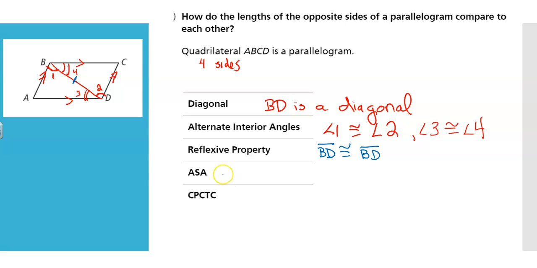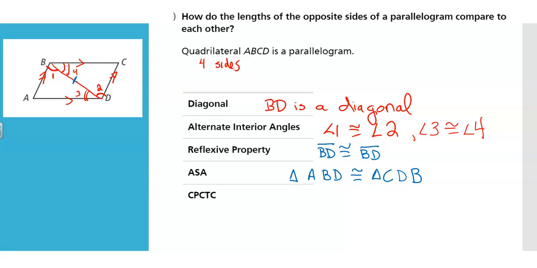Well, sure enough, that angle, side, angle says I have two congruent triangles, and I've got to be careful about how I name these, but I can say triangle ABD is congruent to triangle CDB. Now remember 1 and 2, so the B here would go with the D, and then 3 and 4 congruent, so the D on this one goes with the B on the other one. So you kind of have to watch that a little bit, make sure you get it set up.